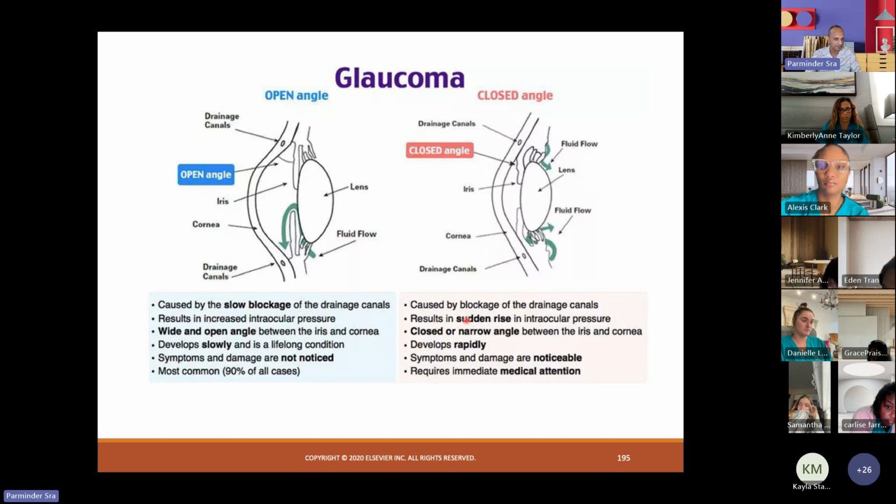Symptoms are experienced suddenly. Okay. And different types of drugs are used. For example, a beta blocker like timolol is a very common one used.